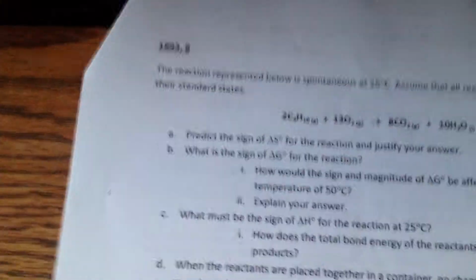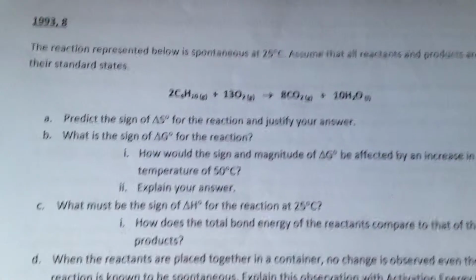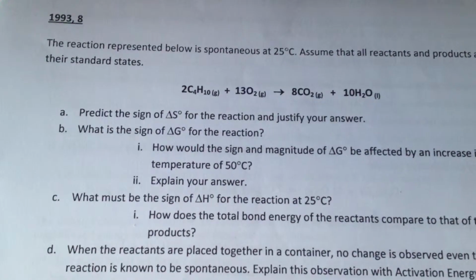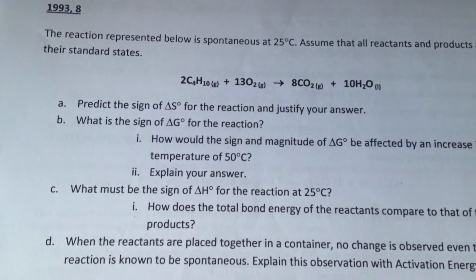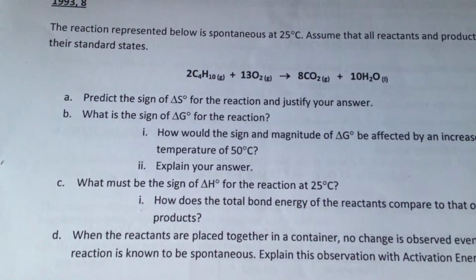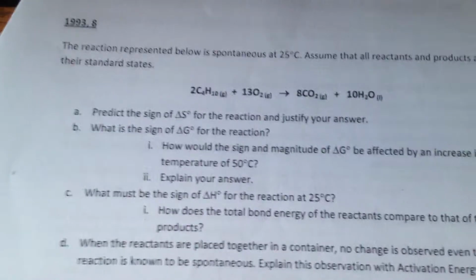Let's look back at Part A. Predict the sign of delta S for the reaction and justify your answer. Delta S is a measure of entropy or disorder in a reaction. An easy way to find the value of delta S is to look at the moles of gas reacted to the moles of gas produced.